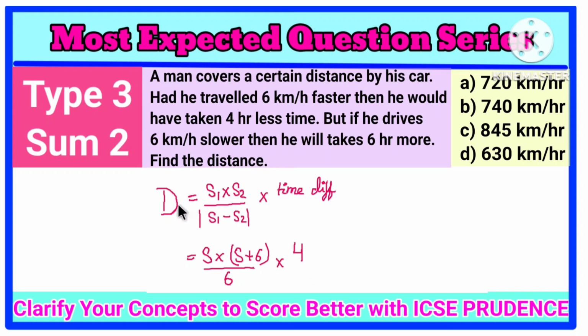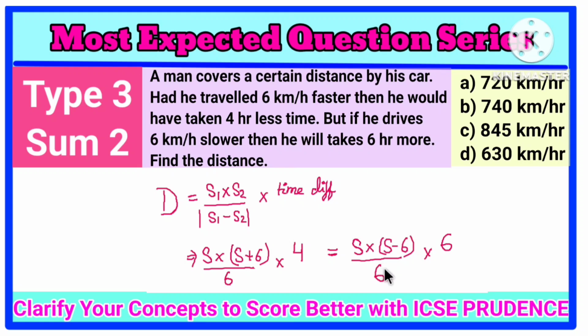Now in the second case also the distance is the same, so the distance of the first case will be equal to the distance of the second case. So let us equate. Here also the original speed is s multiplied by the new speed, that is s - 6, as it is taking 6 km per hour less speed, divided by the difference of speed, that is 6 km per hour less. You can just subtract, s - (s - 6) becomes plus, you get 6, and s will get cancelled, into the difference of time, that is 6 hours. Here it is told more, so 6 hours is the difference of time.